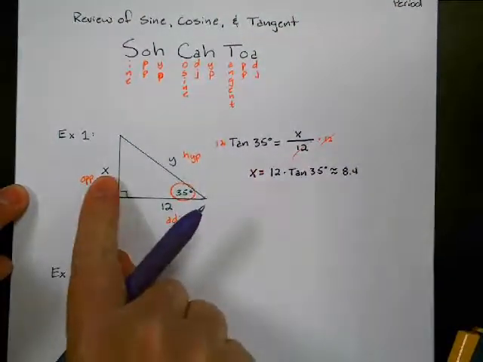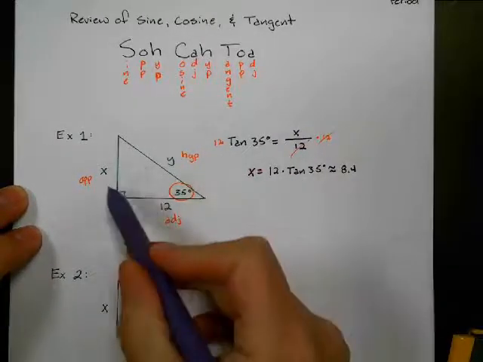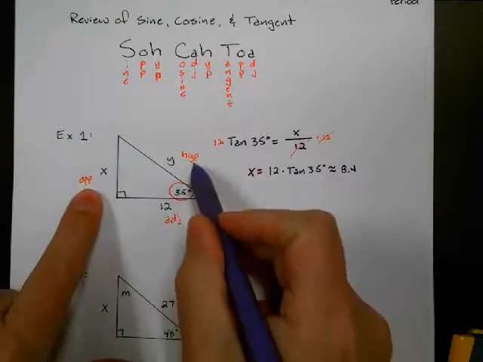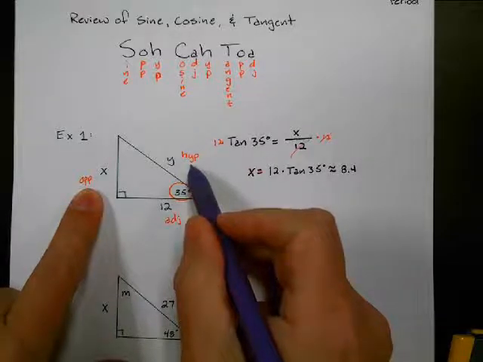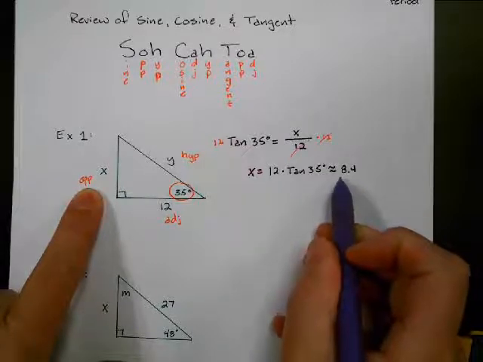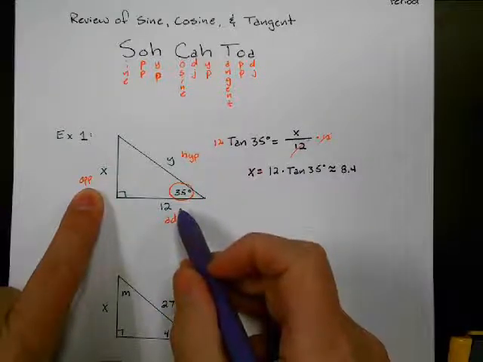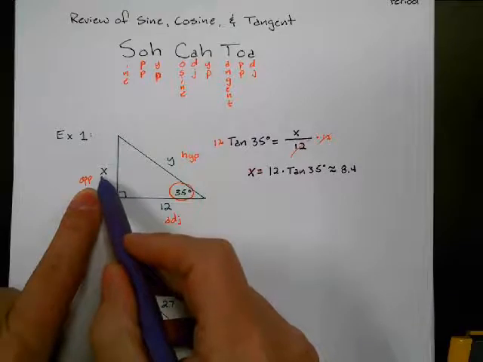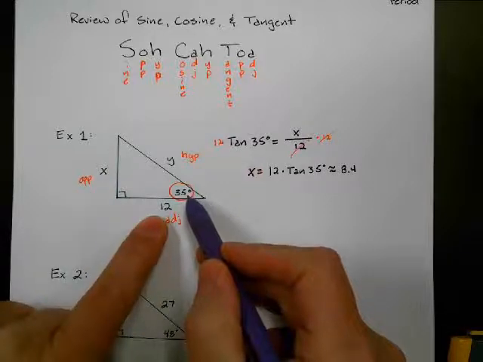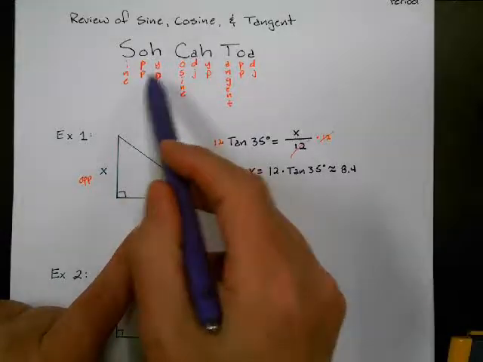X is 8.4. Now, if I want to find y, I do know that x is 8.4, so I could use opposite and hypotenuse. The only problem with that is the x value that we have over here is a rounded number. And anytime you use rounded numbers in your calculations, you're going to be farther and farther away from the actual answer. So we don't want to use rounded numbers. So I don't want to use this one. If this is my angle for reference, I should use the adjacent one and y. So adjacent and hypotenuse, let's see, opposite hypotenuse, adjacent hypotenuse.